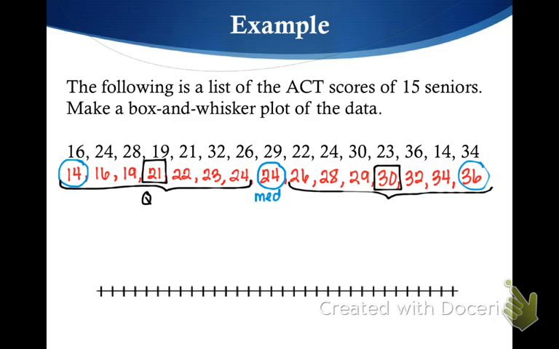So this is quartile 1, and 30 is quartile 3. Remember, it's not quartile 2, because that's the median. We just don't call it that. All right, so here is how we draw a box and whisker.